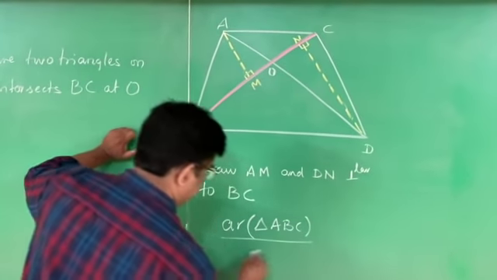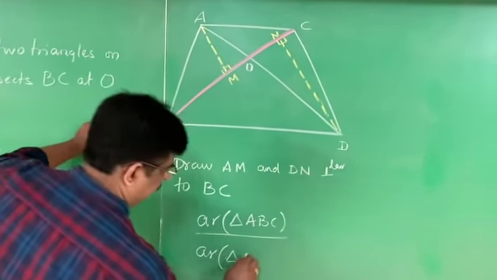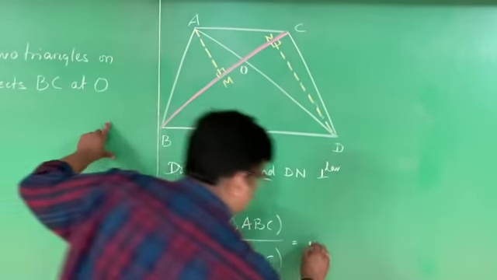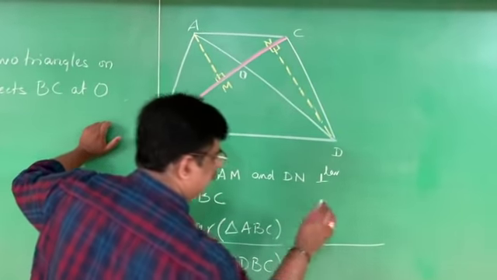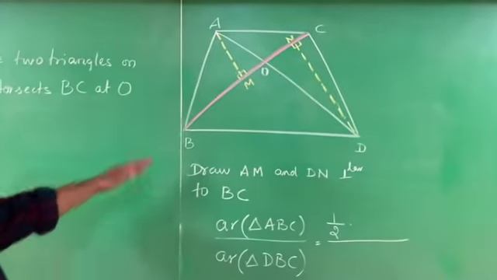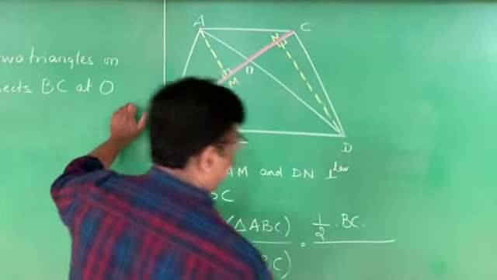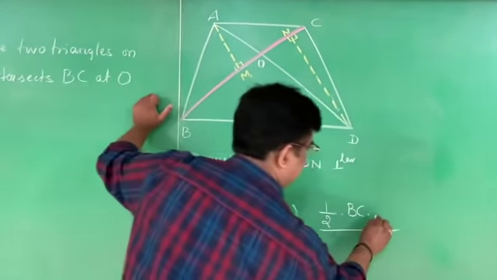by area of triangle DBC is equal to, I write, half into base. Which is the base? It is given. Base is BC. And the height, the altitude I drew in the construction, is AM.